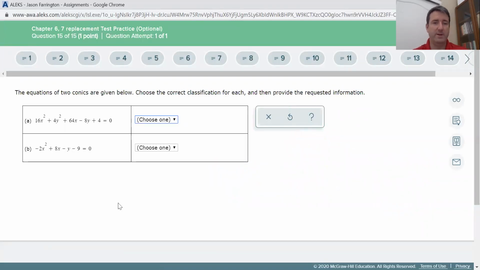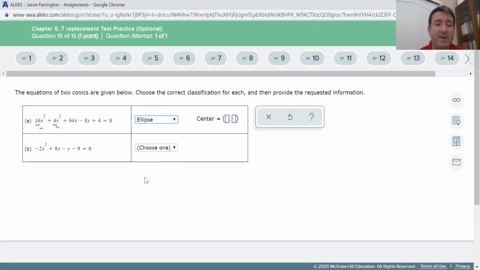All right, last one. First, we're asked to figure out what kind of conic sections these are. So here we can see that both the x and the y are squared. So we know it can't be a parabola. We also know that both the coefficients on the x and the y are positive. So it can't be a hyperbola. And we know they're different, so it can't be a circle. So this has got to be an ellipse. So let's choose an ellipse for this one.